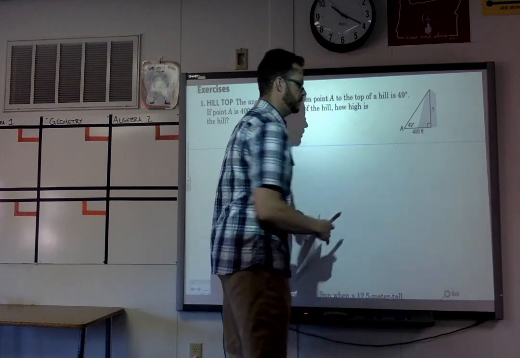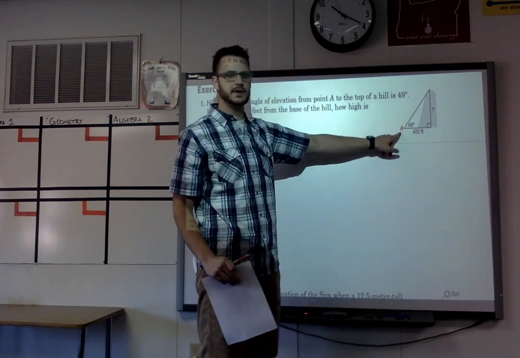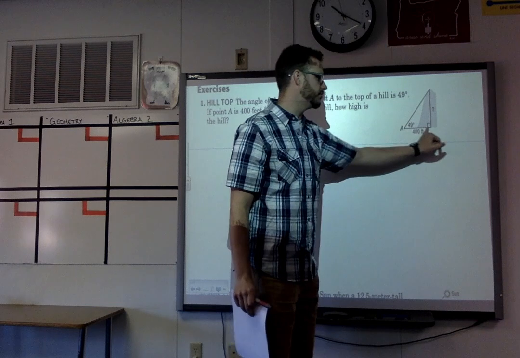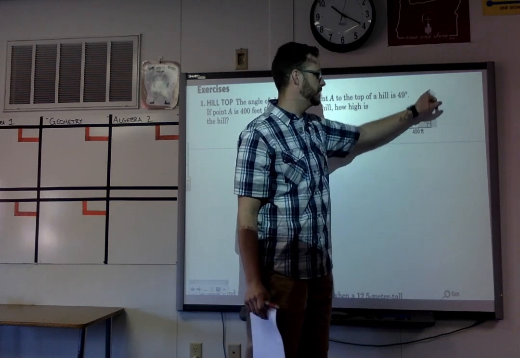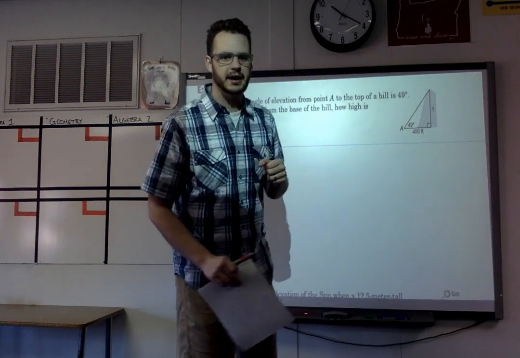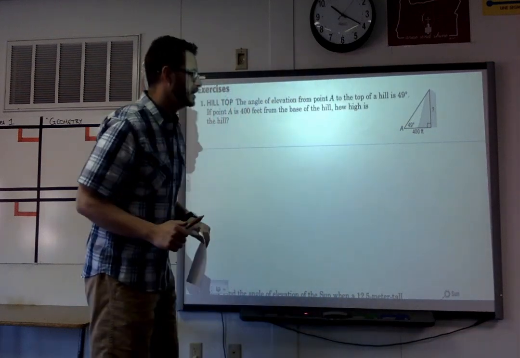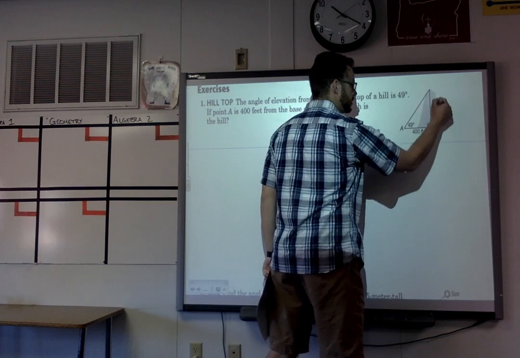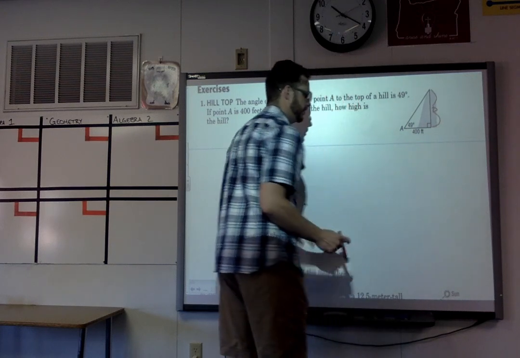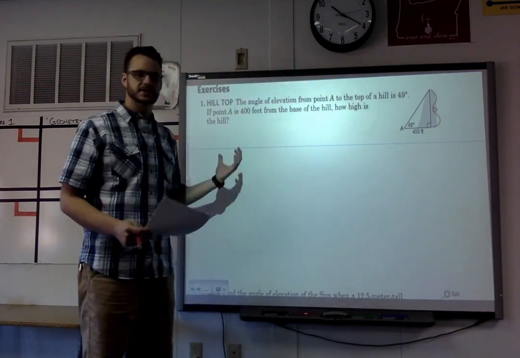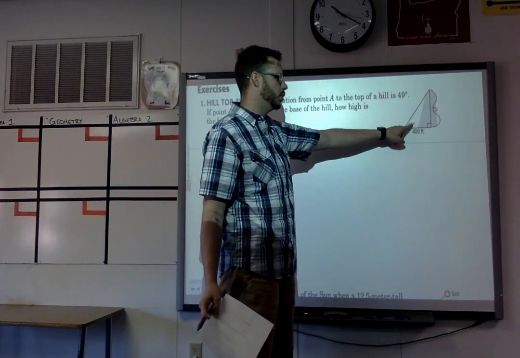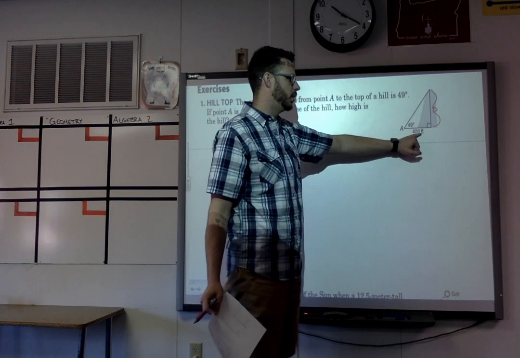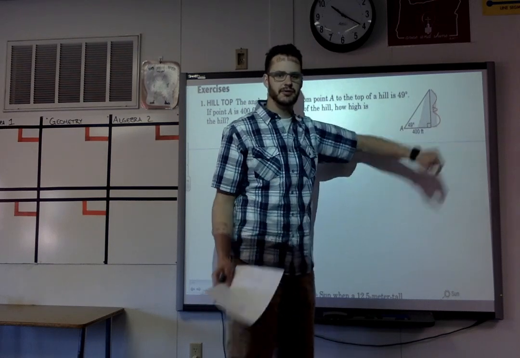We could say that point A is where you are standing. You're standing 400 feet from the bottom of the hill, and you're looking up to the top of the hill at a 49-degree angle. And we need to find this missing side right here. So this looks a lot like what you guys did in the last couple lessons. We're given one of the angles, we're given one side, and we need to solve for the opposite side.